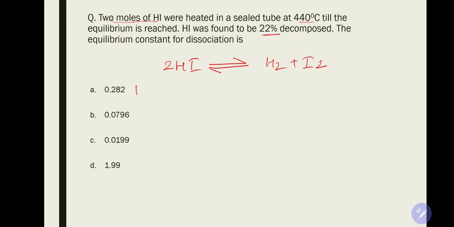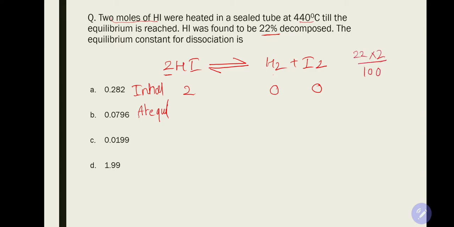Now initially, what were the number of moles? Over here it is 2, and over here it is 0 and 0, because initially the reaction starts but no product is formed, so we take it as 0 and 0. Then at equilibrium, the number of moles is 2 minus 22% of 2. How do we take 22% of 2? That is 22 into 2 divided by 100.